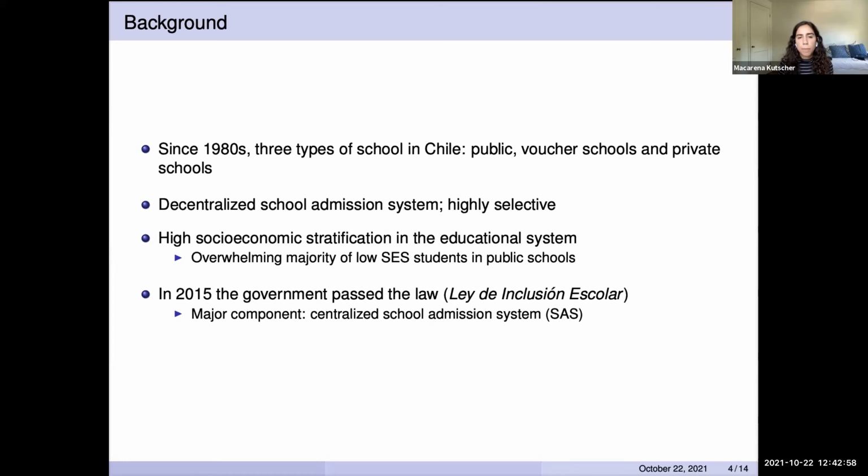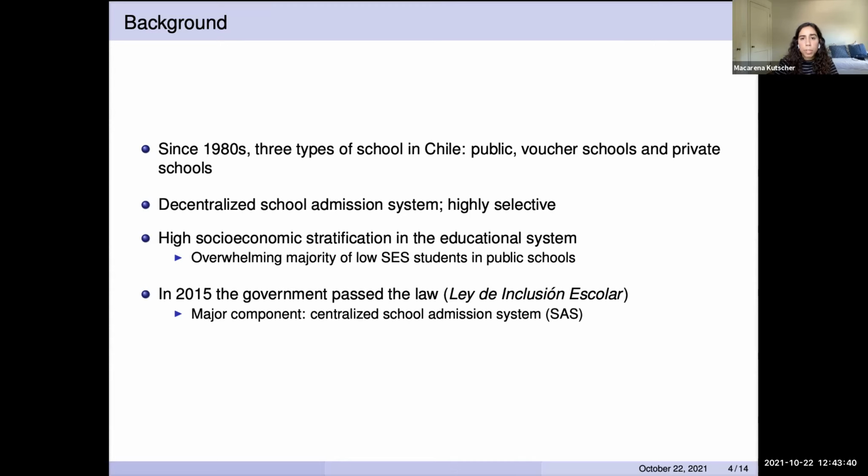So an important problem of the Chilean educational system is that it is highly segregated. The attendance to different schools depends a lot on family background characteristics. And before the reform, the student admission process was highly unregulated, and most voucher and private schools selected their students based on parental interviews, entry exams, and often required proof of income. So this resulted in an overwhelming majority of lower tier students in public schools, which is one of the principal reasons for this increased stratification.